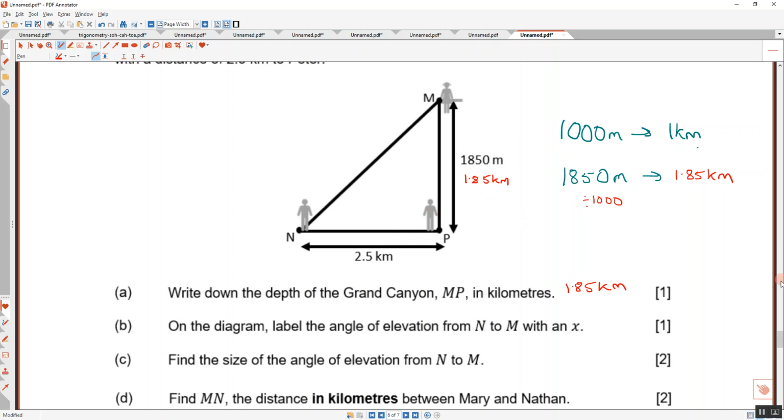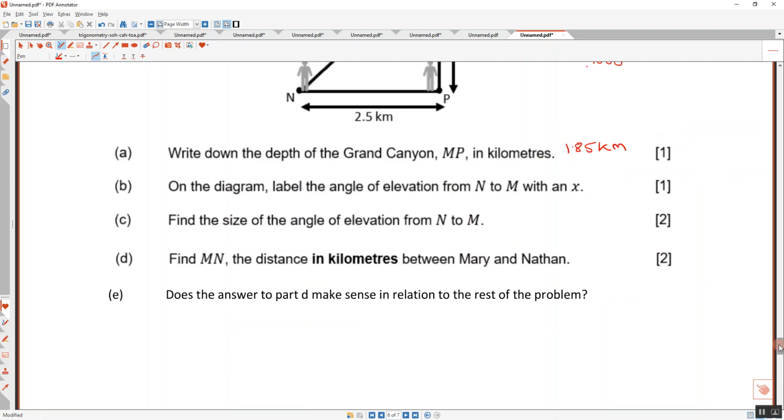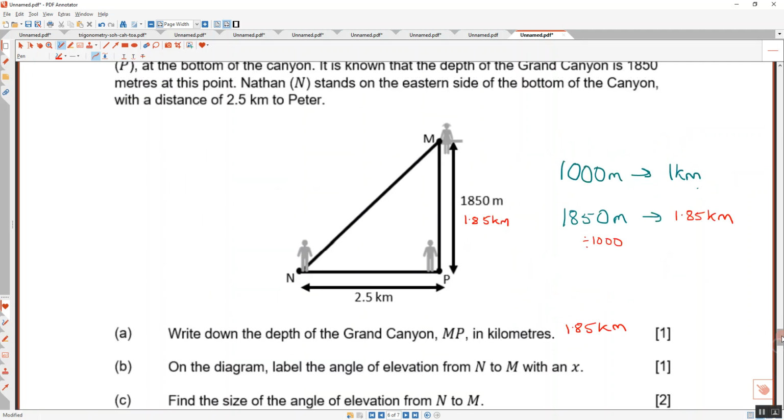Now our units are the same, so that's all good. On the diagram, label the angle of elevation from N to M with an X. Always measured from the horizontal. This is X. Not very well labeled. Okay. Find the size of the angle of elevation.